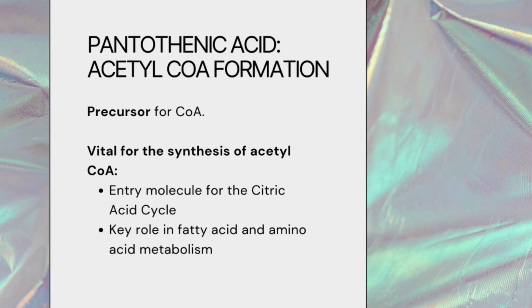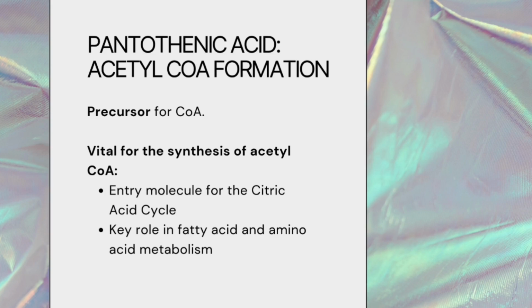Next is the entry molecule for the citric acid cycle. Acetyl-CoA, derived from carbohydrates, fatty acids, and some amino acids, is a crucial entry molecule for the citric acid cycle. It enters the cycle by combining with oxaloacetate to form citrate, which undergoes further chemical transformations to produce energy-rich molecules. Its significance: acetyl-CoA's role in the citric acid cycle is fundamental to aerobic respiration, the process through which the body generates ATP from nutrients. This cycle is central to cellular energy production and metabolism.